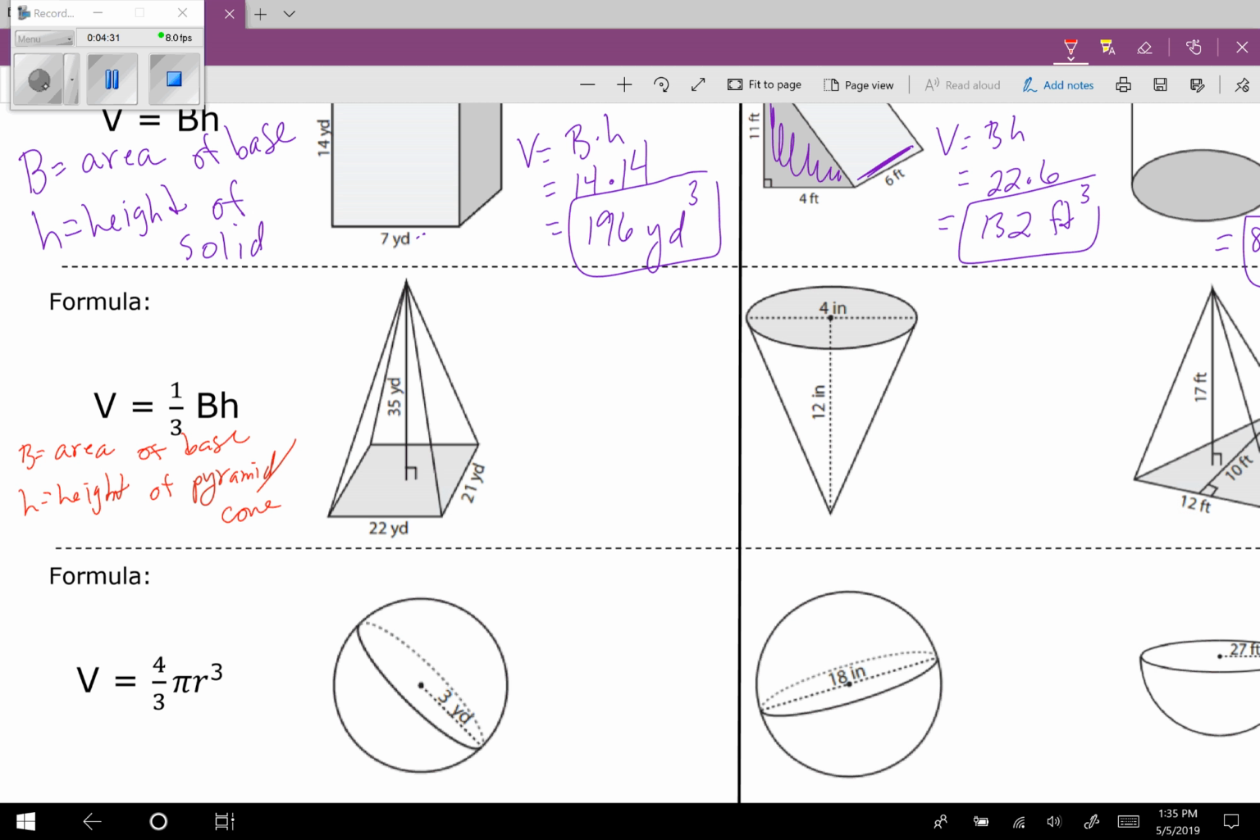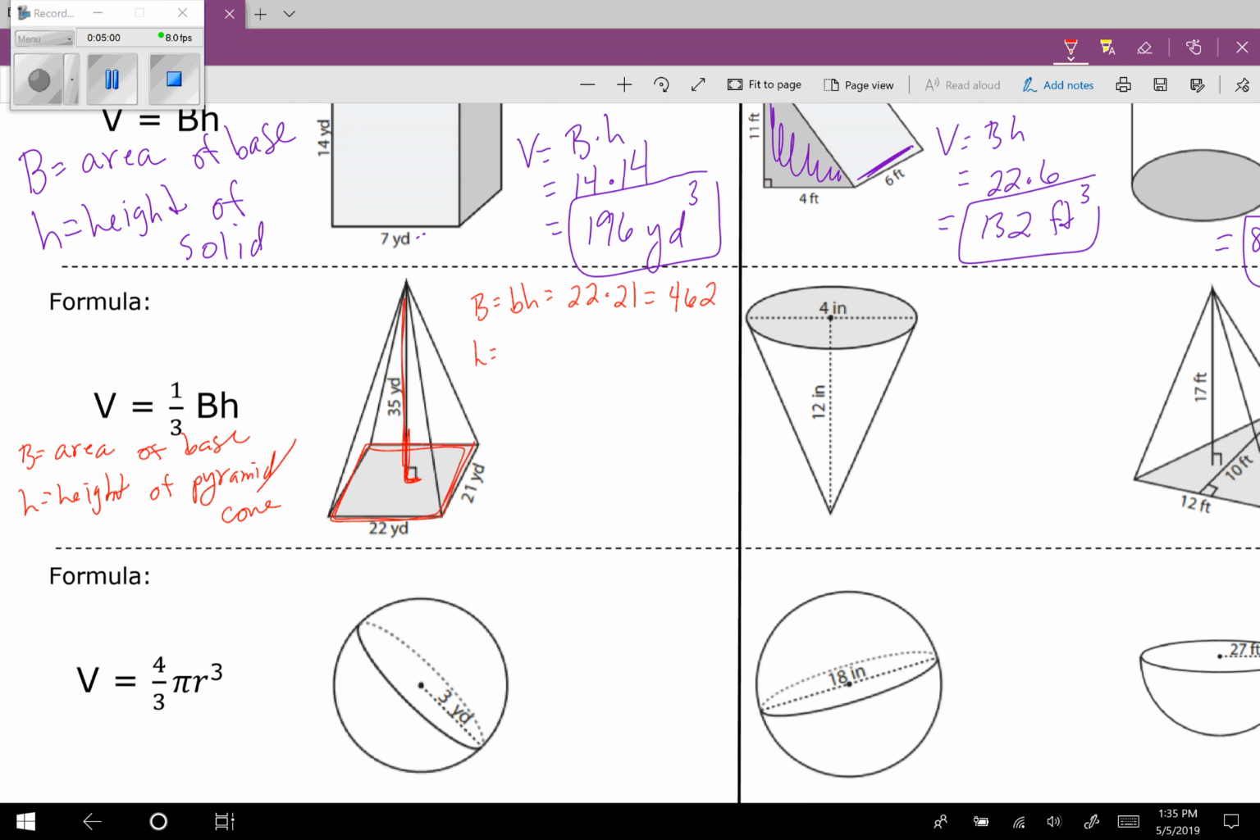Now your height is always going to be perpendicular to your base. So this height of this pyramid right here is 35. So first step, area of the base, because that's one thing we have to figure out. Okay, on the bottom we've got this rectangle here. It's 22 by 21. So it's base times height, so 22 times 21, which is 462. So that's the area of that base.